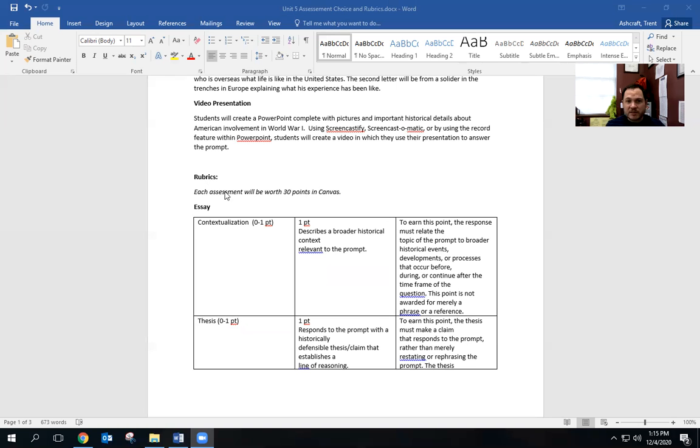So the essay, we'll spend a little bit more time on this one because I haven't had you write a formal 4 to 5 paragraph essay in my class before, but this is how it's going to be assessed. The first point that you can earn is for something called contextualization. This is something we use in AP US history. All it really means is that within the first paragraph of your essay, you explain the broader historical context in which your thesis should be understood.